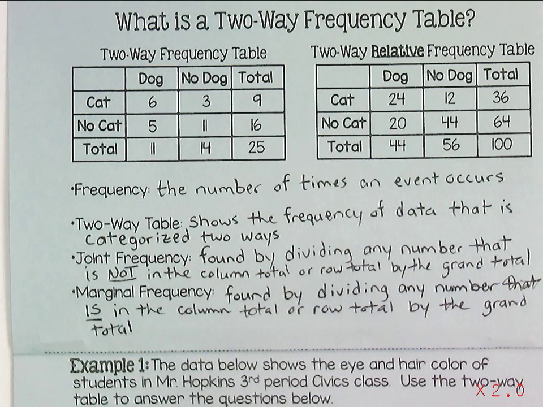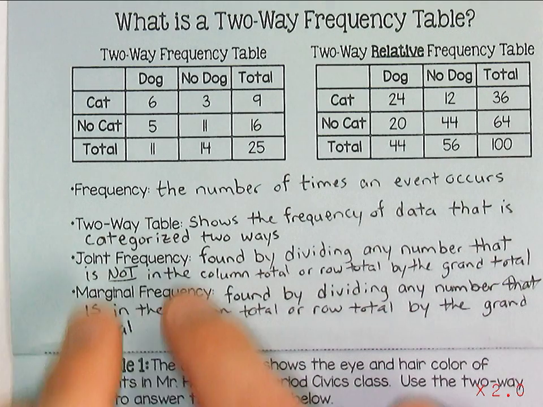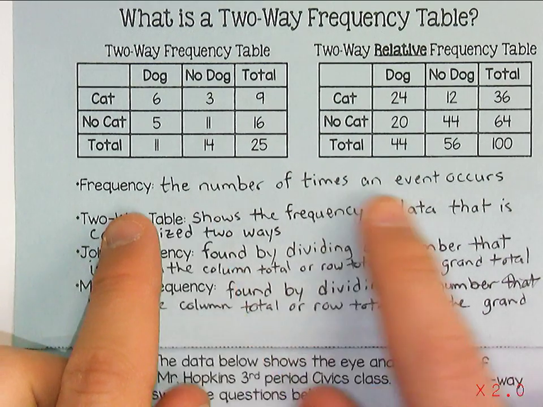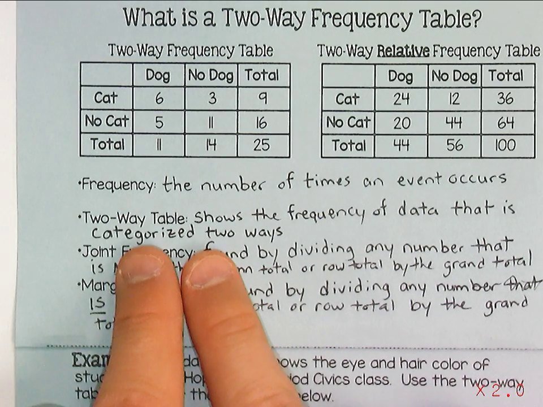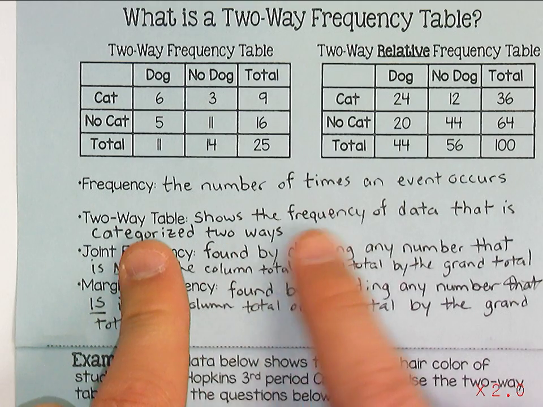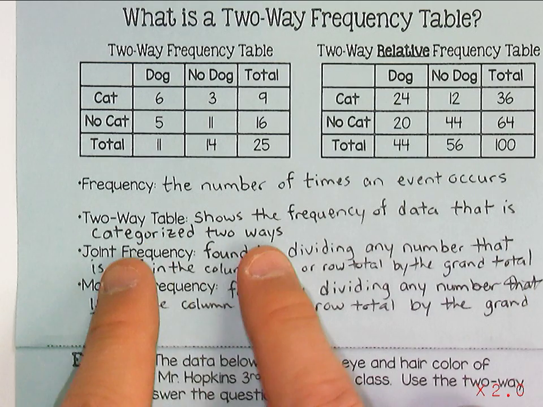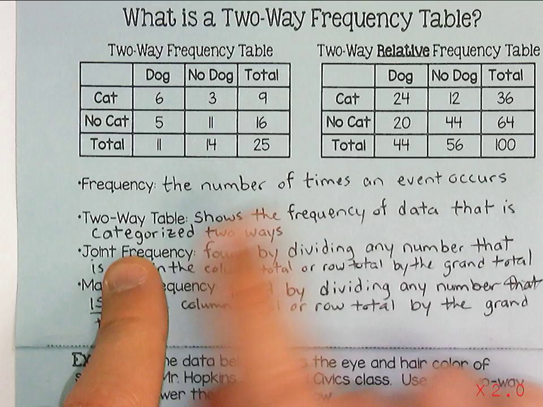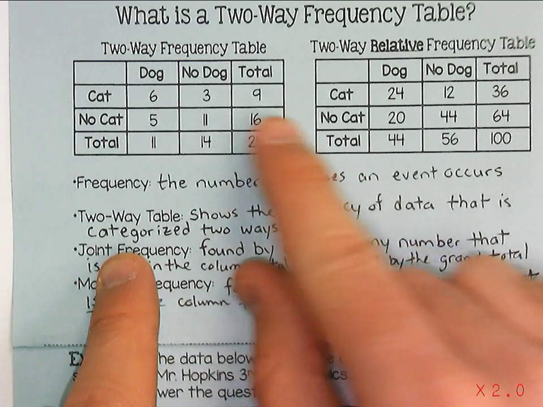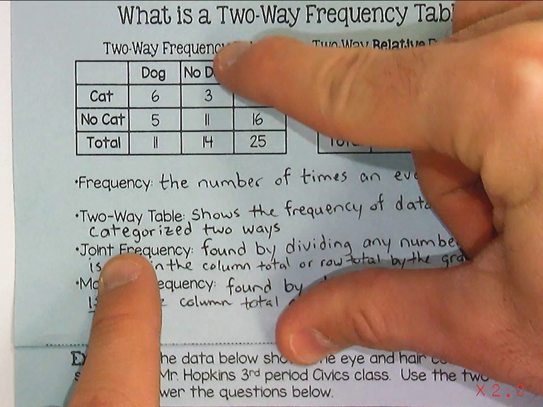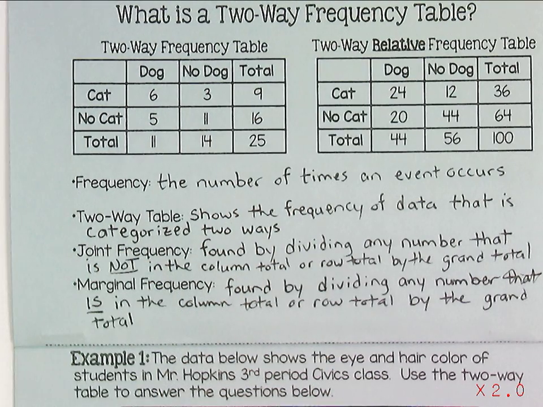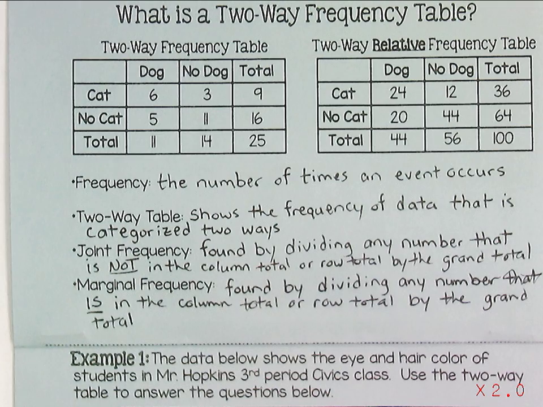A couple of definitions here that we should go over as well. Frequency: the number of times an event occurs, which I kind of just went over. A two-way table shows the frequency of data that is categorized two ways. As you can see here, it's cat, no cat going across the rows, and in the columns it's dog and no dog. So that's the two different ways that it's going. That's why it's called a two-way table.